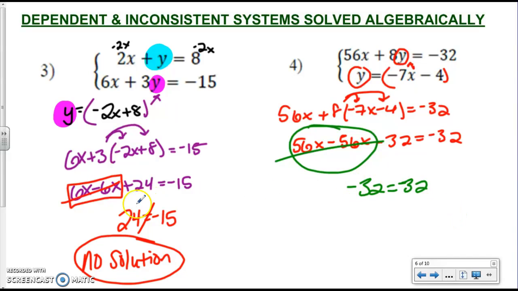Okay. In the first one we did, that's not possible. Second one that we did, that is true. So negative 32 equals negative 32. That's always true. This is those dependent ones, where one goes, the other one goes. So we have infinite solutions.